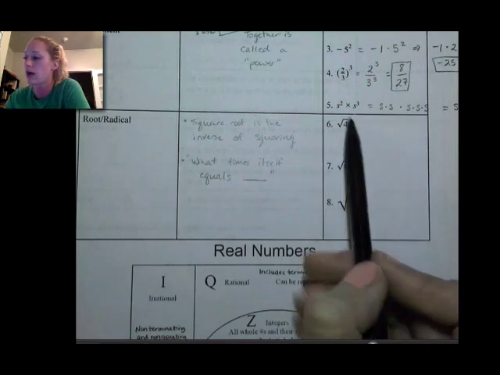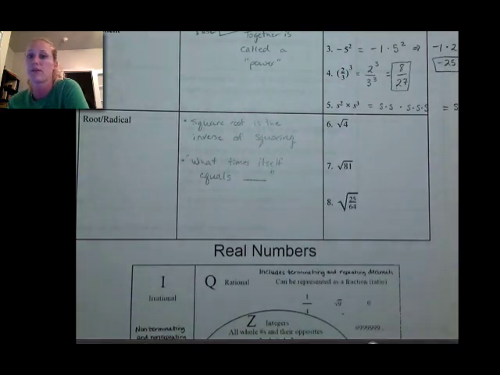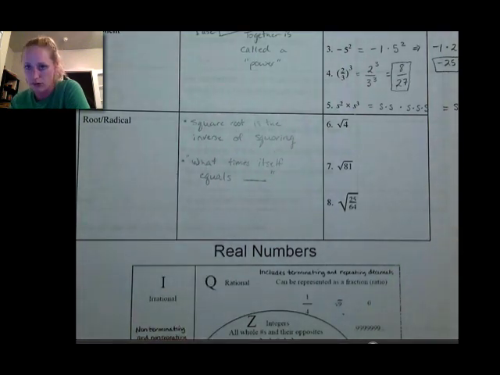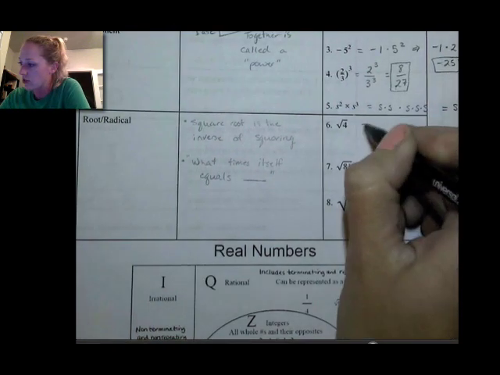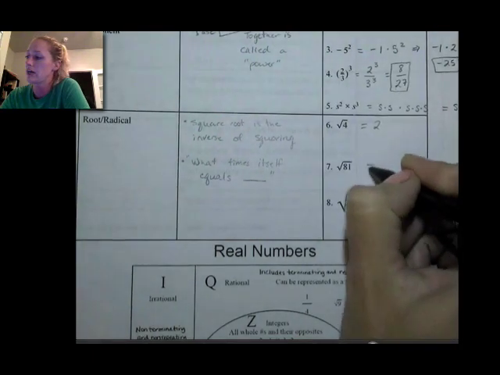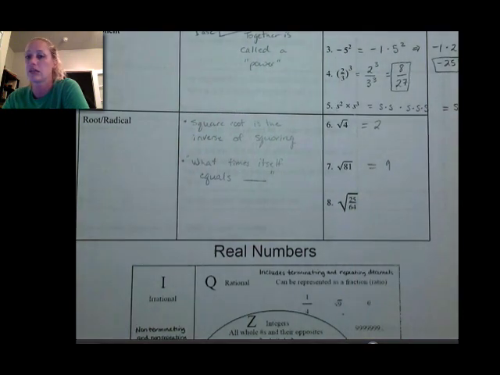So in this case, I want to know what is the square root of 4. So here's where this question is helpful. What times itself equals 4? The answer there is 2, because 2 times itself, 2 times 2, gives me 4. Asking that question again, what number times itself gives me 81? 9, because 9 times 9 is 81.